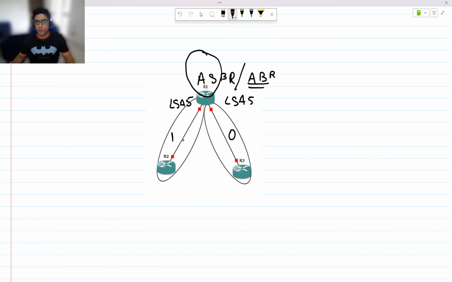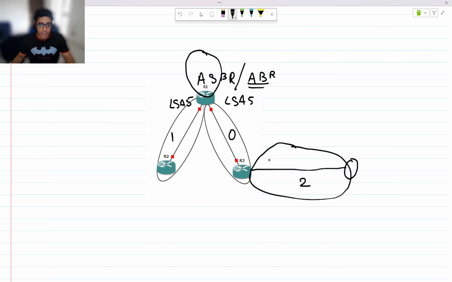When will there be a type 4 LSA needed? If R3 here is connected to another router and there is another area here, for example, area number 2. So R3 will generate a type 4 LSA in this part of the area so that this router knows how to reach R1 or the ASBR. Okay, so I have shown you when the type 4 LSAs are created and when the type 5 LSAs are created. So let's check this out through a practical.